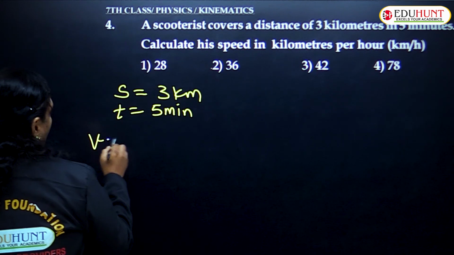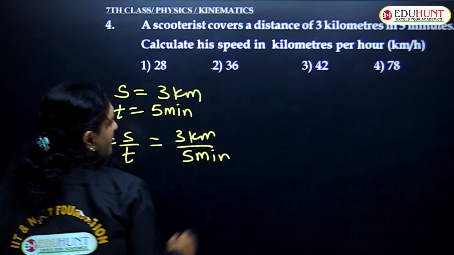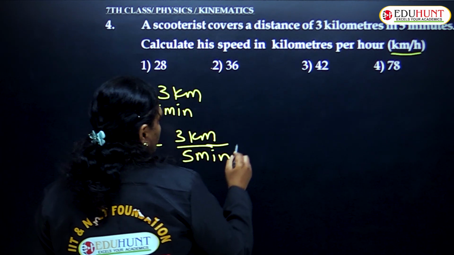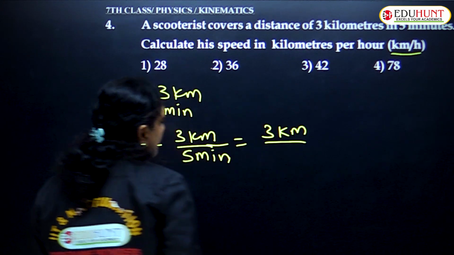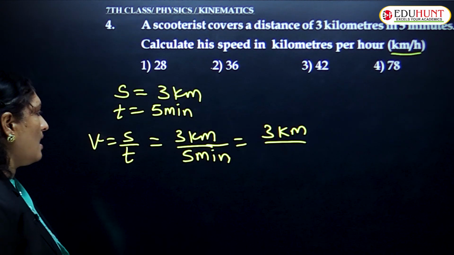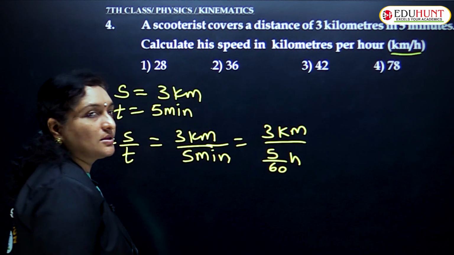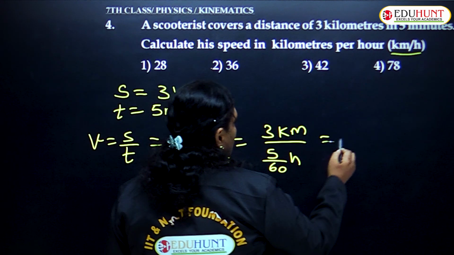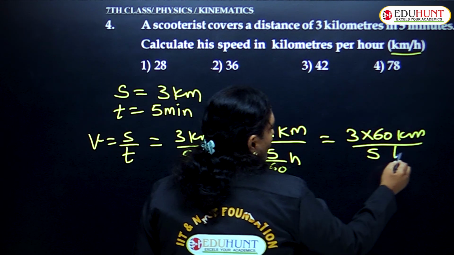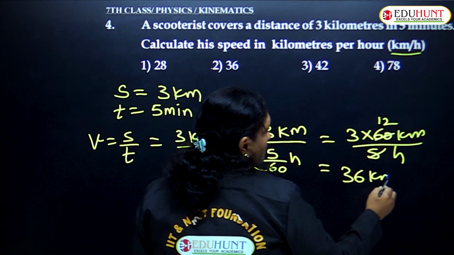Okay. So speed is distance by time. Distance is 3 kilometers upon 5 minutes. But you want the answer in kilometers per hour, so there is no need to convert the kilometers. We only need to convert the minutes. Children, we know that 1 hour equals 60 minutes. So 1 minute equals 1 by 60 hours, and 5 minutes equals 5 by 60 hours. Further simplification gives 3 into 60 kilometers upon 5 hours. Simplifying this, 5 ones are 5 and 5 twelves are 60. Hence your answer would be 36 kilometers per hour.